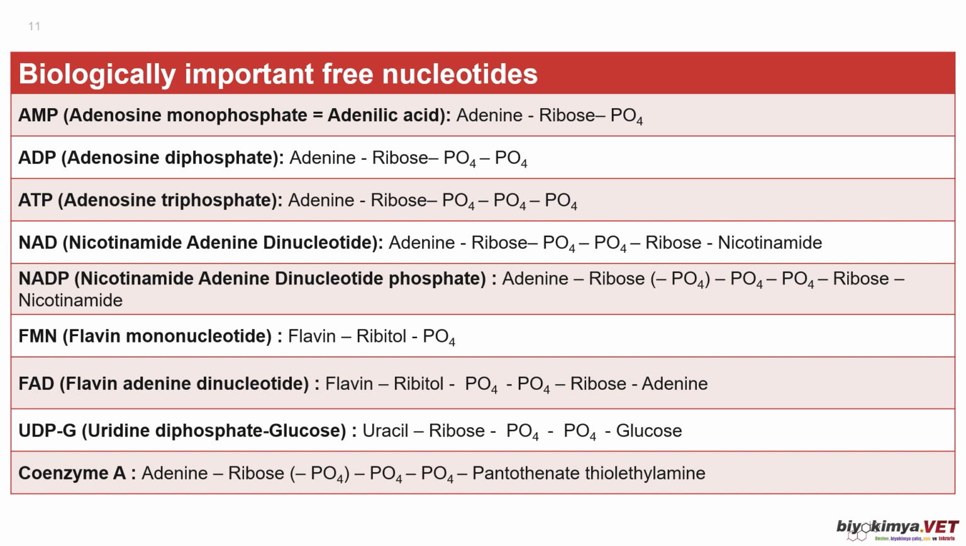AMP, ADP, and ATP are the free nucleotides in energy metabolism. NAD, NADP, FMN, and FAD are electron carriers in energy metabolism, or reducing equivalents in the oxidoreductase class of enzymes, or in redox reactions. UDP-glucose, which means uridine diphosphate glucose, is a substrate carrier in glycogen synthesis. And coenzyme A, my dear friends, is critical in the transport of acyl groups, particularly in the citric acid cycle.